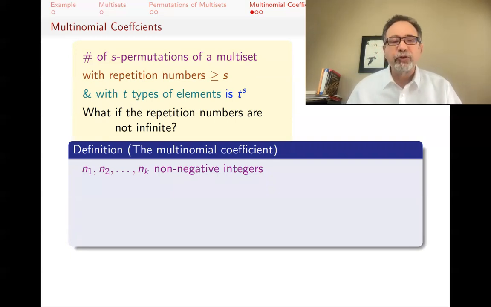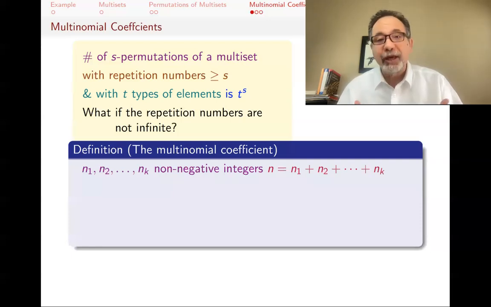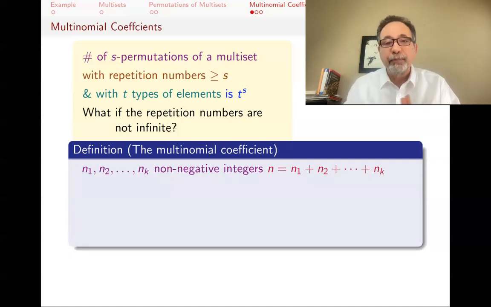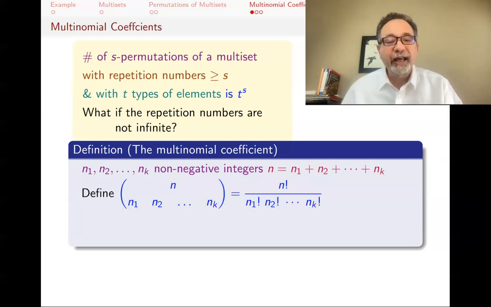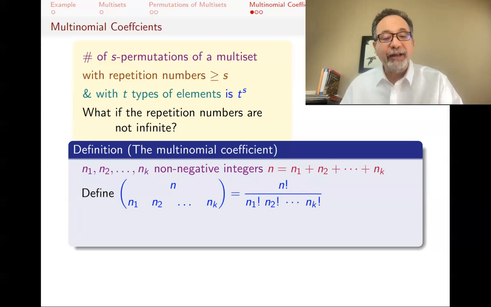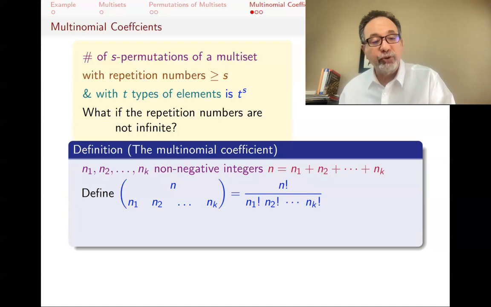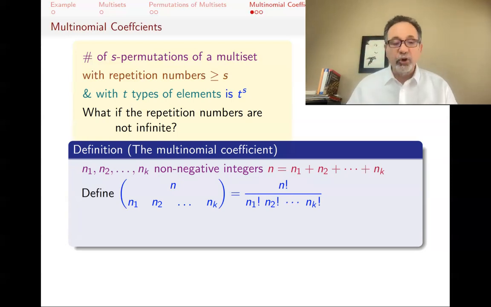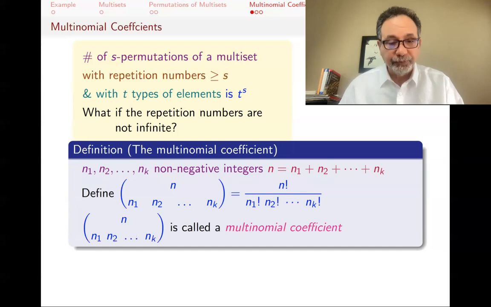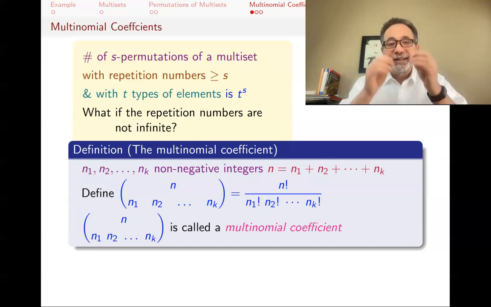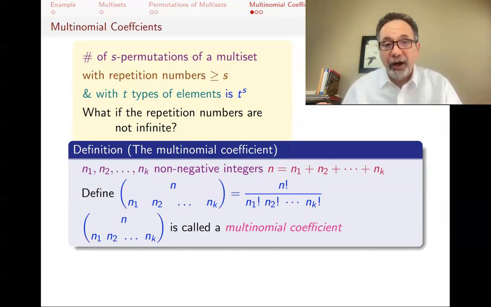So you start with a bunch of non-negative integers, n1 through nk, and then you add them up and you get n. Okay, so this is what you're given. You're given a bunch of integers, but then you yourself add them up and you get n. And we define this thing, n choose n1, n2 through nk, to be n factorial divided by n1 factorial, n2 factorial, all the way till nk factorial. And this is what's called a multinomial coefficient. Okay, so always the n on top has to be the sum of the various little n's at the bottom.